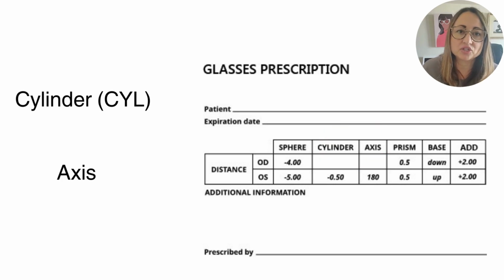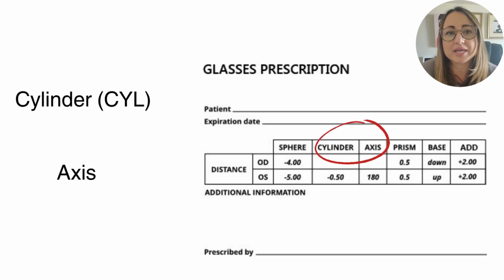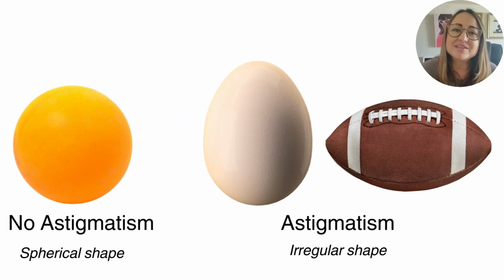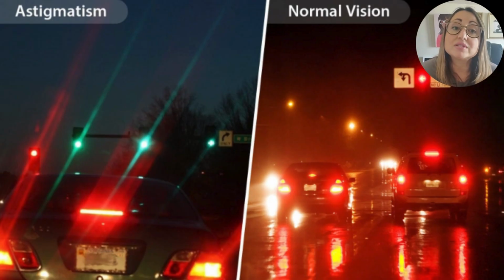Next up, we have cylinder and axis, which always go hand in hand and which come into play when correcting for astigmatism. So unlike spherical correction, where the rays of light either fall in front or behind the retina, with astigmatism, the rays of light are landing on the retina, but they're dispersed in many different directions instead of a single ray of light. And this is due to the irregular shape of the eye. I always give the example of our eyes being shaped more like an egg, where it's tapered at one end instead of being spherical like a ping pong ball. So this irregularity causes images to appear blurry or distorted regardless of the distance.